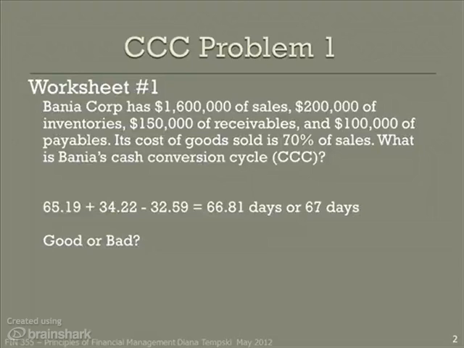So you can pause this, give this a shot on your own, and when you plug it all into the equation, you should find that the ICP is 65.19, the ACP is 34.22, and the PDP is 32.59. You put that all together and you find that this firm's cash conversion cycle is 66.81 days, or 67 days. Is that good or bad? How do we measure this against what, if you will?